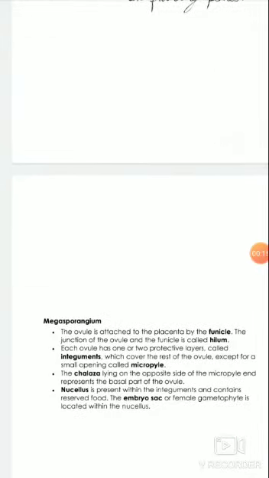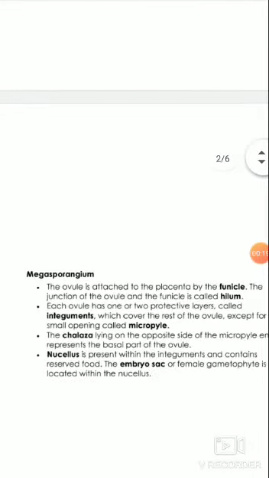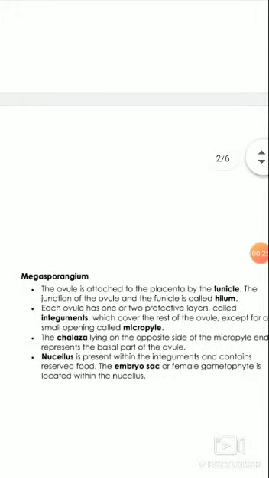Megasporangium, pistil, megasporangium, and embryo sac. The gynoecium represents the female reproductive part of the flower.